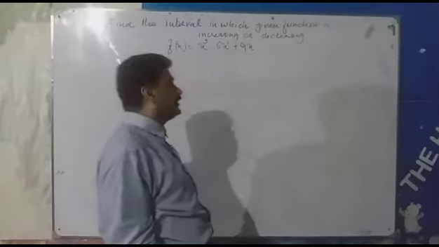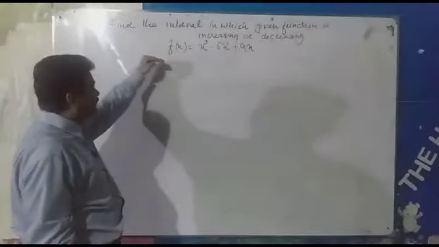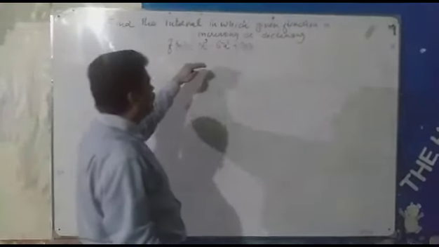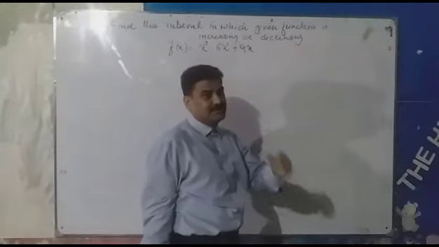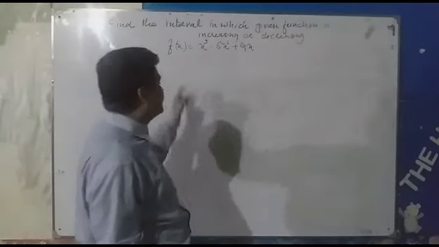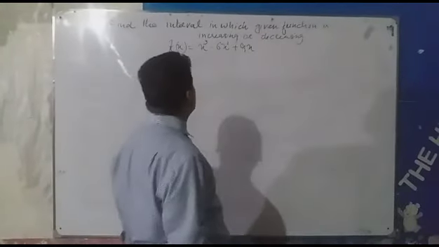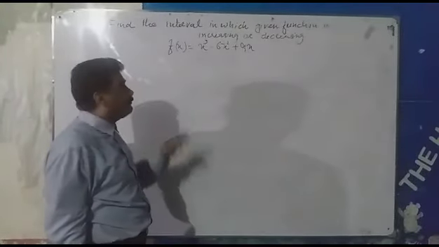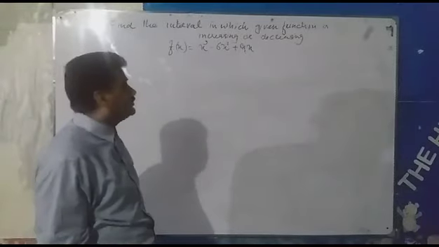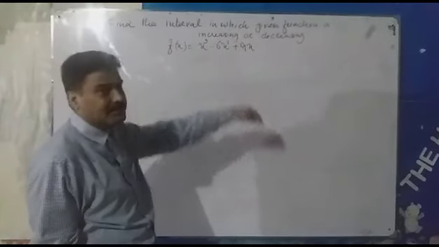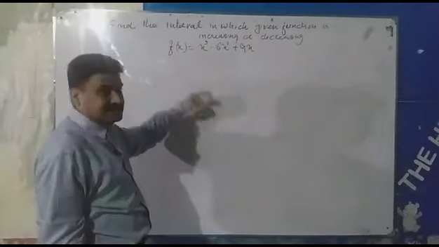We have already studied that for an increasing function, f prime x would be greater than 0, that is, the gradient of the tangent at each point on the curve should be positive. Similarly, for a decreasing function, f prime x would be less than 0, that is, the gradient of the tangent at each point on the curve should be negative.